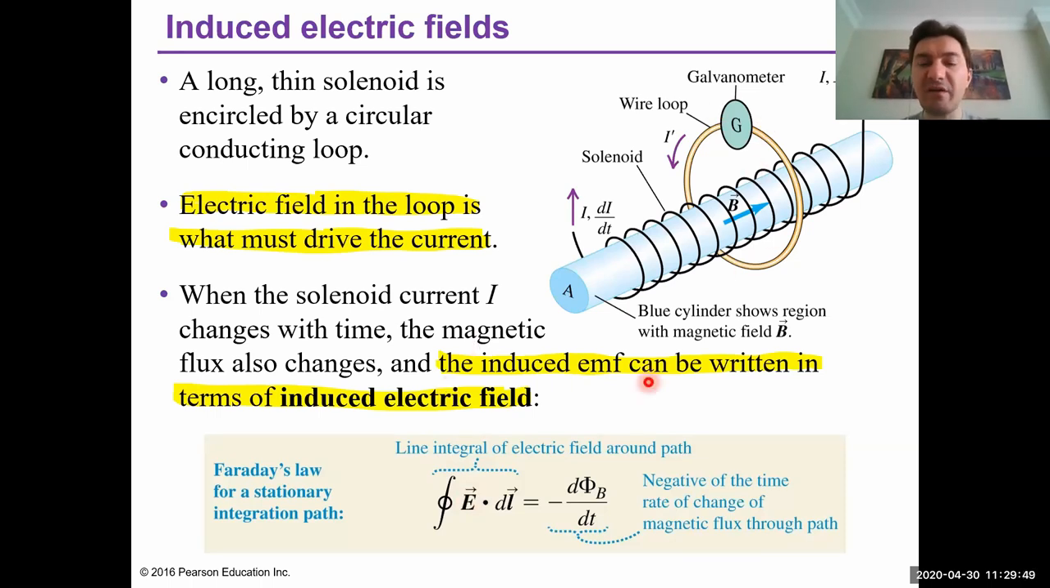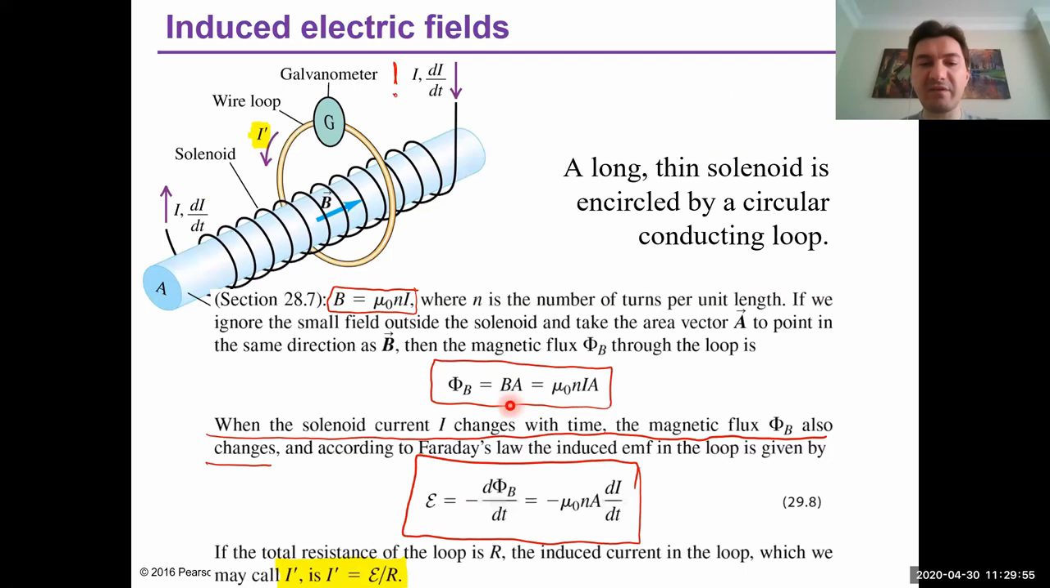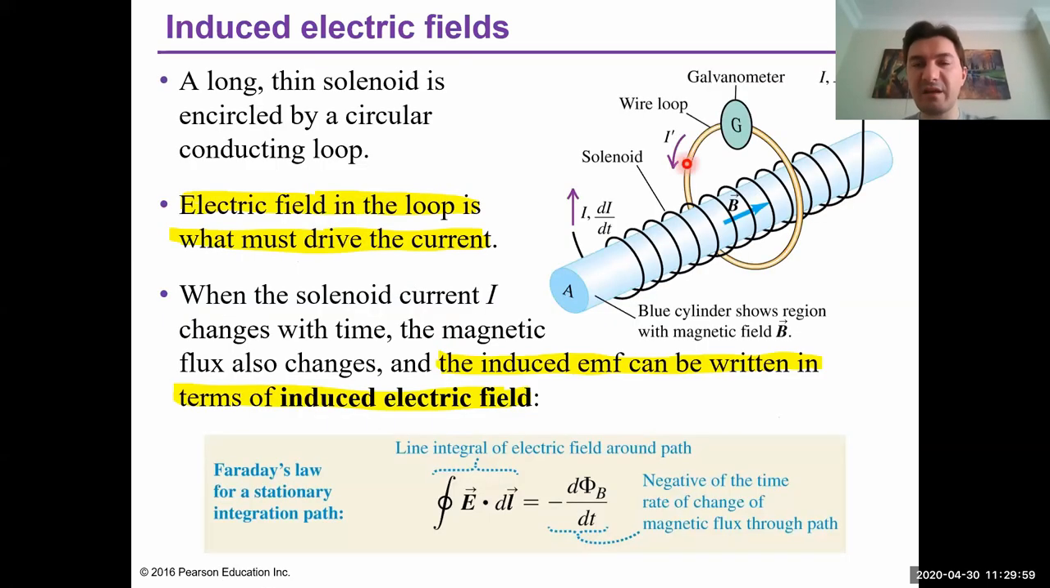And the induced EMF can be written in terms of the induced electric field. This was the induced EMF, and the one on the right side, the induced EMF in that circular loop, is written in that form. Here we have the induced electric field. This is the line integral of the electric field around that path. This is Faraday's law for a stationary integration path. We have EMF on the right side produced in that circular loop, and electric field on the left side. So we have a relation between EMF and electric field, and this electric field is called the induced electric field.